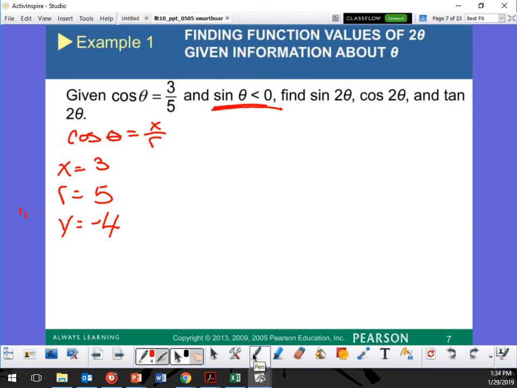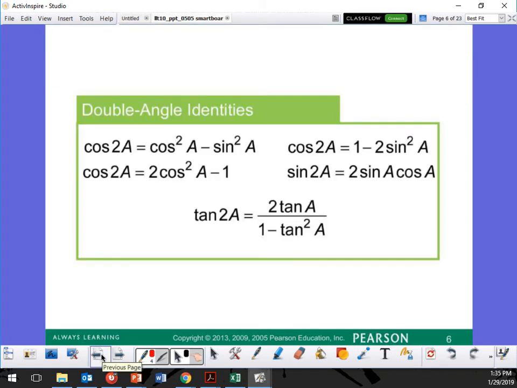So, let's take a look. Given this information right here, we're going to find sine 2 theta. So, I just need to pick one of the formulas. Okay, I'm just going to pick a formula for it. I only have one formula for the sine 2 theta. So, sine 2 theta is going to be 2 sine theta cosine theta, right?